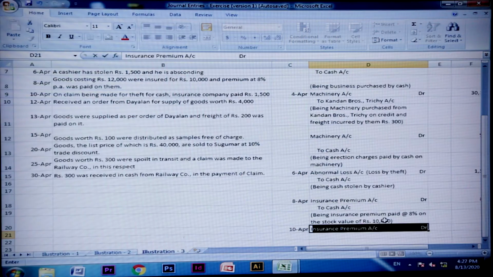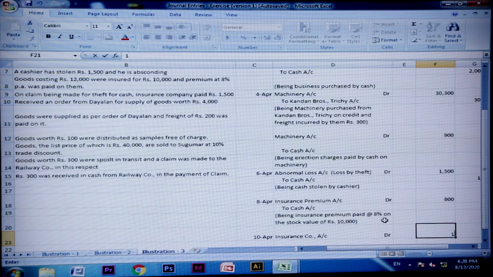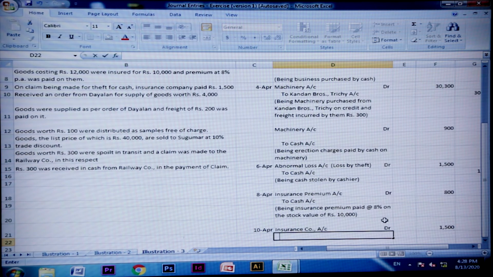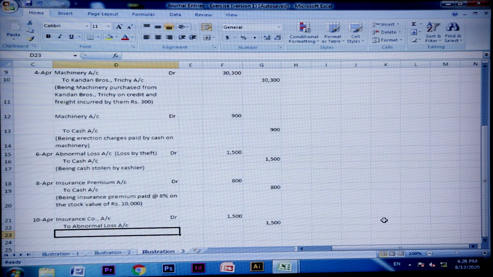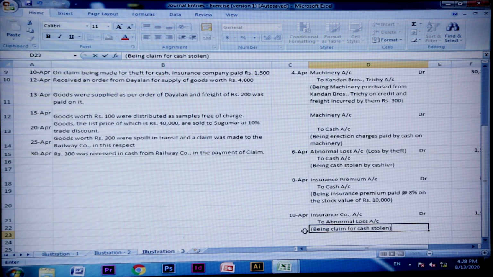Here insurance company account debit 1500 to abnormal loss. In case the claim is only given for 1200, then the remaining 300 has to be transferred to profit and loss account. But here we get the full claim amount. So being claim for cash stolen. So insurance company account receipt.